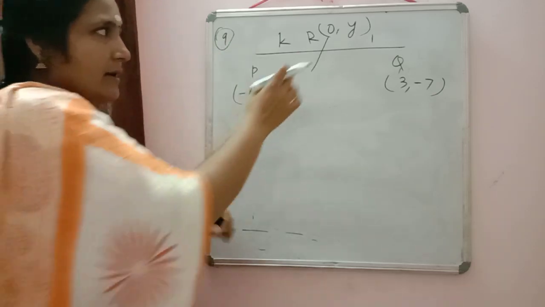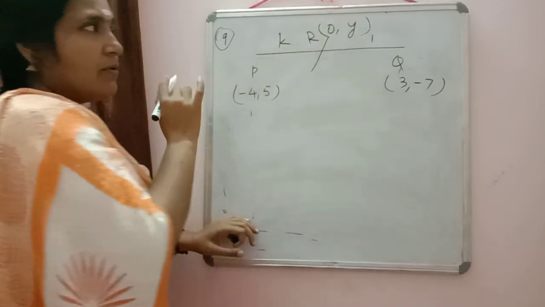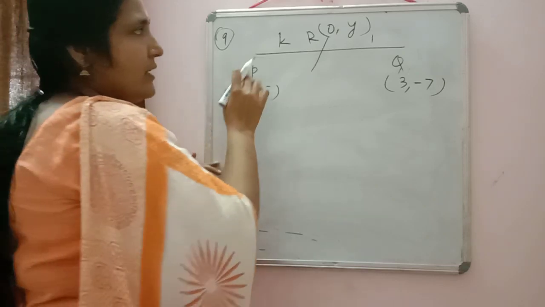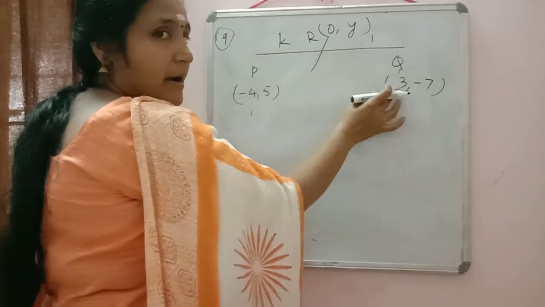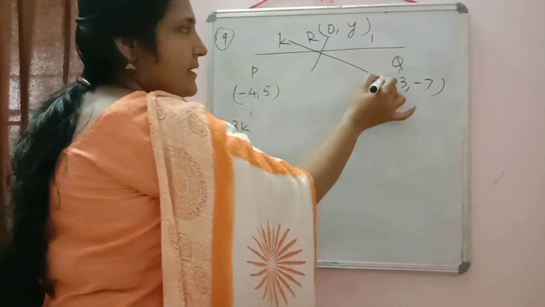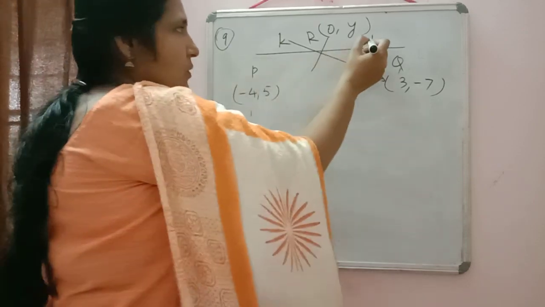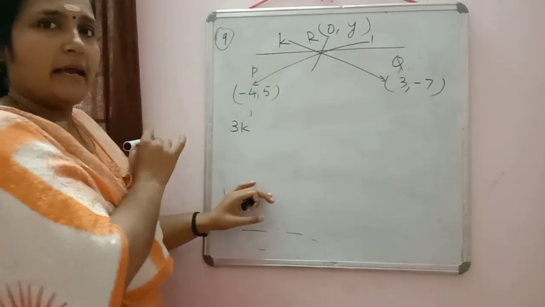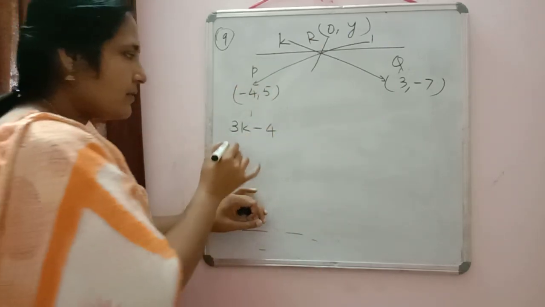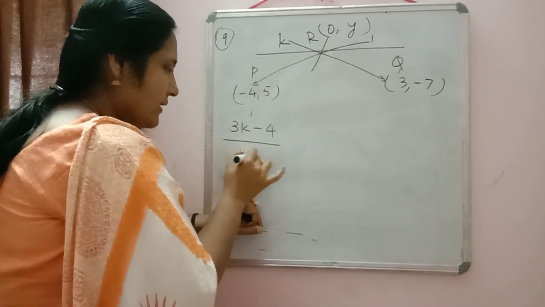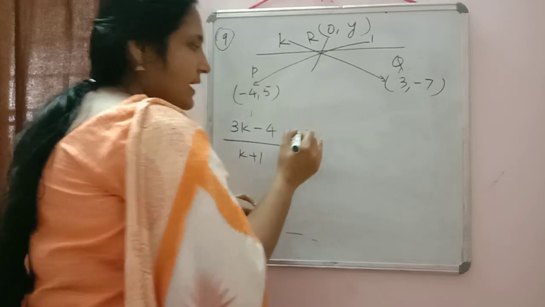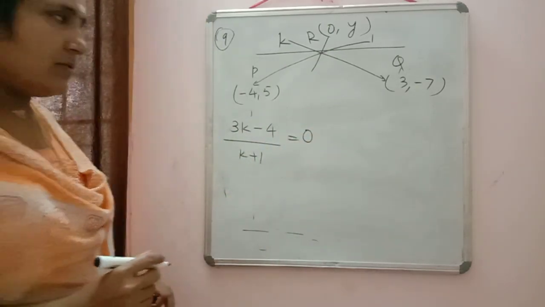Okay. Now here, since the x-coordinate is given, we will check according to the section formula what will be the x-coordinate. The x-coordinate will be equal to k multiplied by 3, so it will be 3k, plus 1 multiplied by minus 4, that is minus 4, by k plus 1. Equal to how much? What is the x-coordinate given here? Yes, the x-coordinate given is 0.